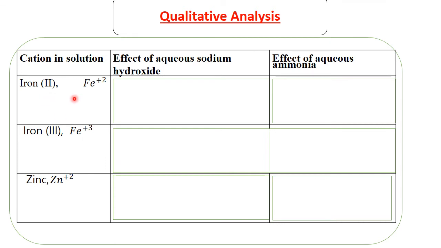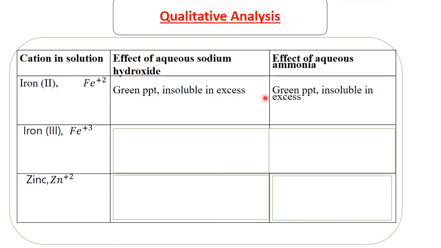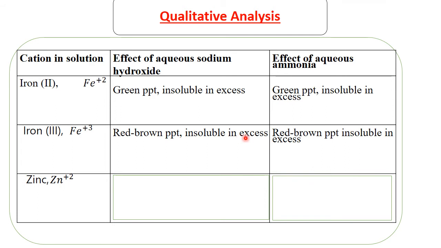Iron 2. For iron 2, in sodium hydroxide it forms a green precipitate, which is insoluble in excess. In aqueous ammonia, it also gives a green precipitate, insoluble in excess. So it has the same behavior in sodium hydroxide and in aqueous ammonia. Then iron 3 gives a red-brown precipitate, insoluble in excess. In ammonia, it also gives a red-brown precipitate, insoluble in excess.